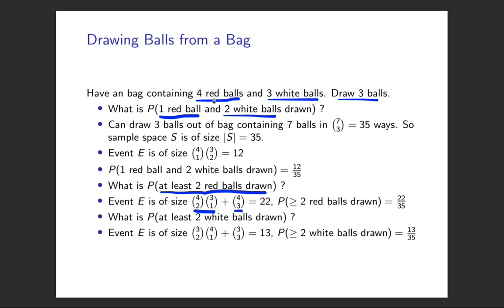So there's 4 red balls in total. So the number of ways we can choose 3 balls, not caring about the ordering, is 4 choose 3. And here the number of ways we could choose 2 red balls is 4 choose 2, and then 3 choose 1 is the number of ways we can choose the white ball, because the other one has to be white. Add that up and you get 22, so it's 22 over 35. And if we calculate the probability that at least 2 white balls are drawn, we can do it all the same way, and we'll end up with 13 over 35.